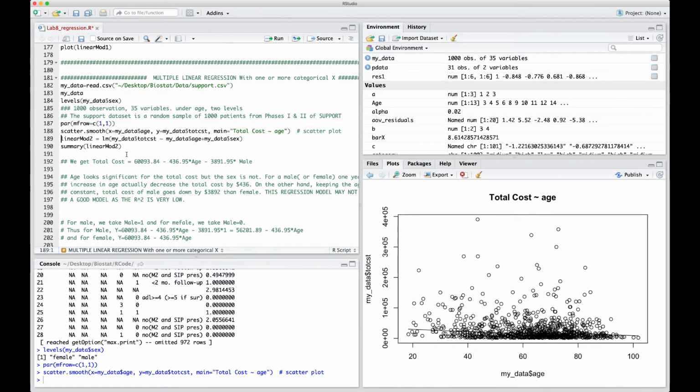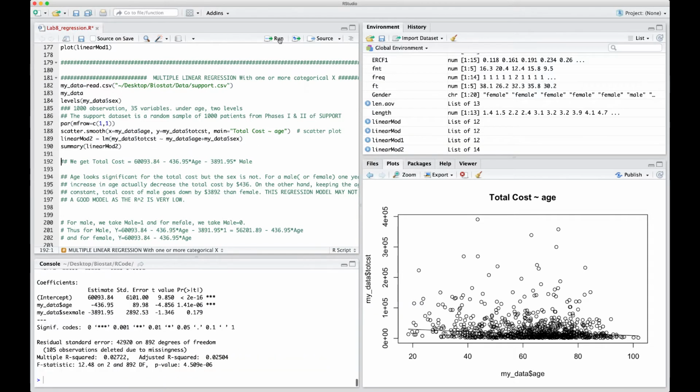Okay, and what we want to do is run the analysis. Let us see the summary. So the total cost is the y variable, right? The total cost is the y variable, and age and sex are the x variables. What we see here is y equals a plus b1x1 plus b2x2, right? That's what the model looks like.